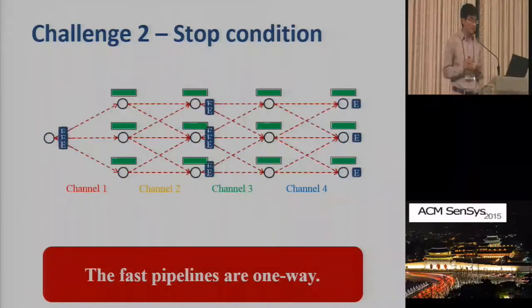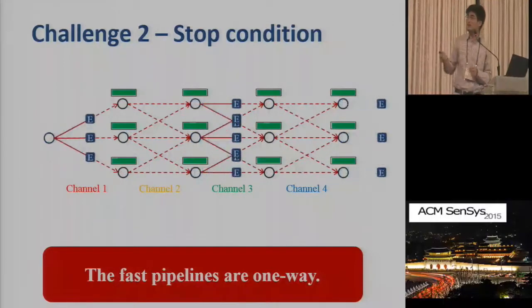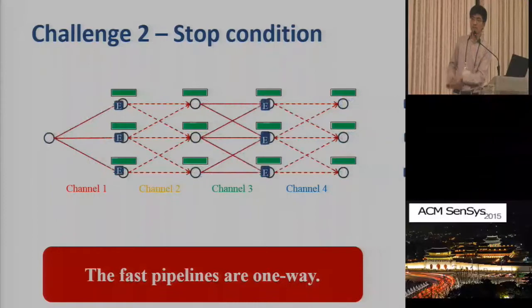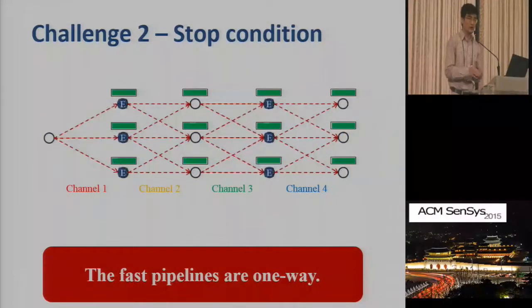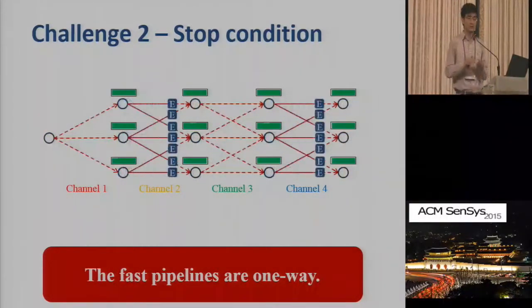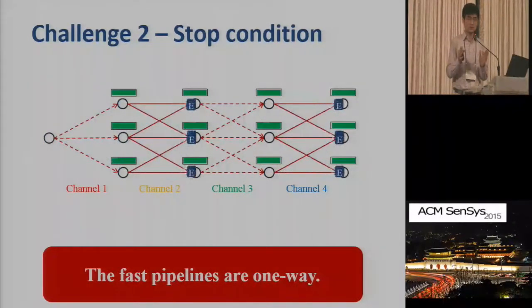The problem now is that the fast pipeline is one way. As we see, the data flows from the source to the leaf node continuously. So the relay node and the source node have no idea what is happening on the lower layers, so they cannot stop the transmission. However, when every node has finished decoding, we can stop the data dissemination. So we need to find a stop condition.